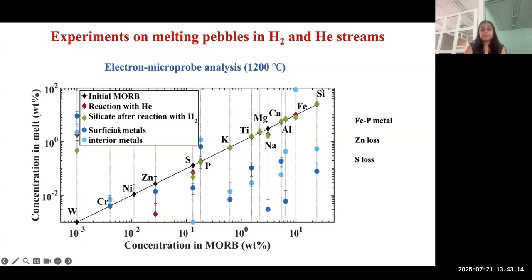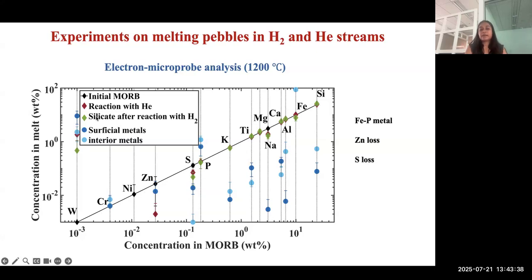So here we have 5 things. Let's focus one at a time. So as I said, this is the initial MORB. Now I reacted it with helium, right? So nothing happened. So it is just a homogeneous melt. That is the red diamonds. And it overlaps with the black diamonds, except for zinc and sulfur. That means they're lost when I heat it in helium.